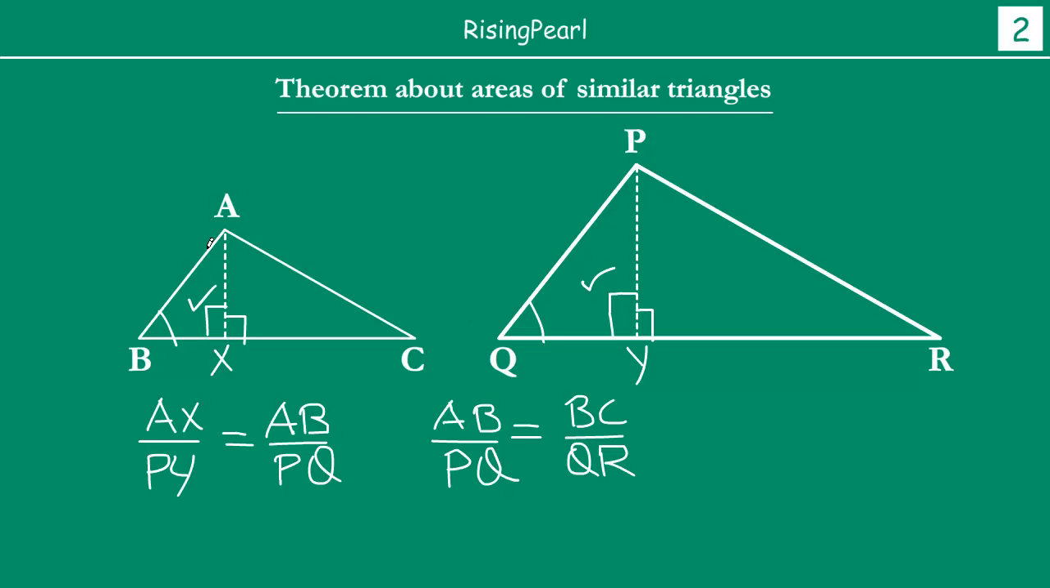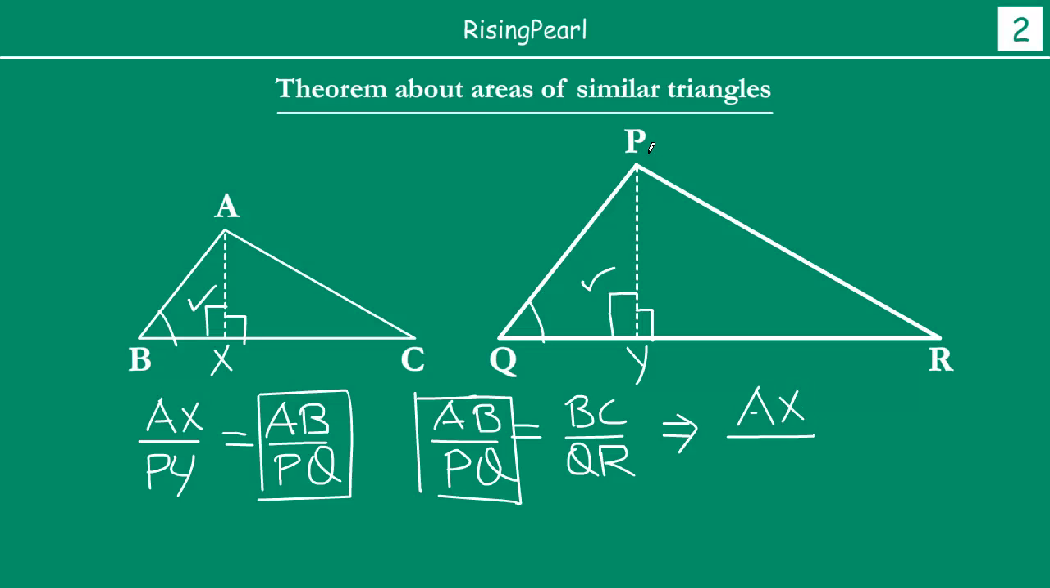We actually have AB by PQ equal to BC by QR, right? So from here, friends, what we see is that in this we have AB by PQ, and over here we have AB by PQ. So from these two we can say this ratio AX by PY is equal to BC by QR. So the ratio of the altitudes, AX by PY, is nothing but equal to BC by QR.